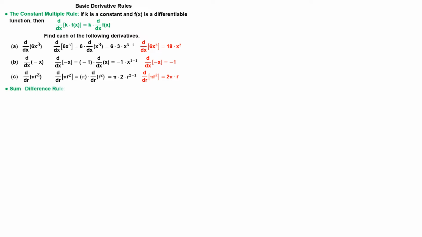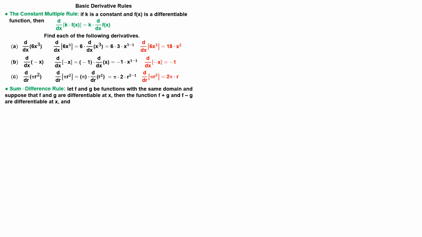Sum difference rule. Let f and g be functions with the same domain and suppose that f and g are differentiable at x. Then the functions f plus g and f minus g are differentiable at x, and we provide only the proof of the sum rule here. The proof of the difference rule follows in a similar way.